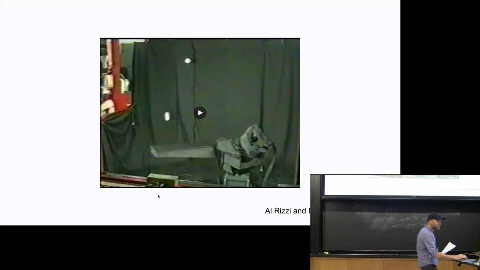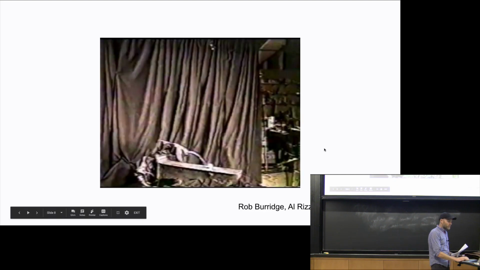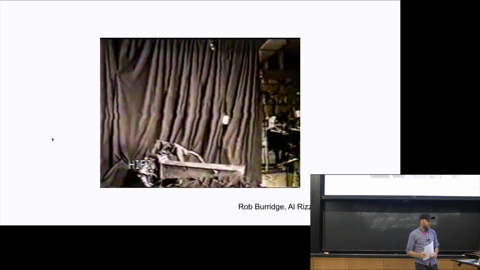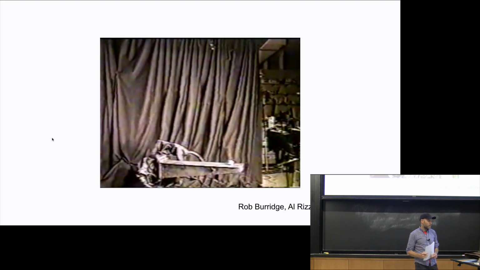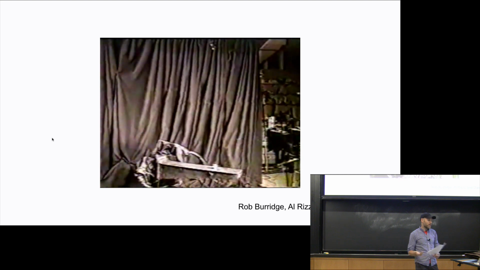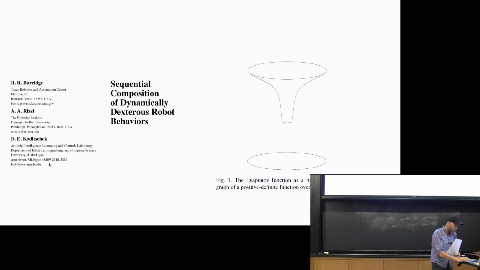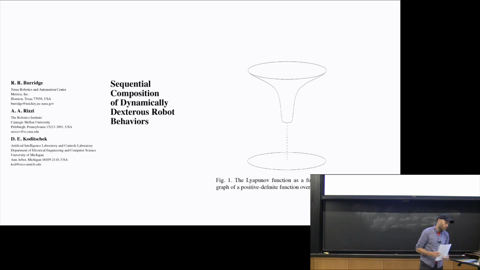Okay. And the picture they drew was really important. So this is the one where they started doing more tricks. So there's the palm. And they had a launch also. I guess I don't have the rest of them. But the picture that they drew and the paper that they wrote was titled Sequential Composition of Dynamically Dexterous Robot Behaviors.